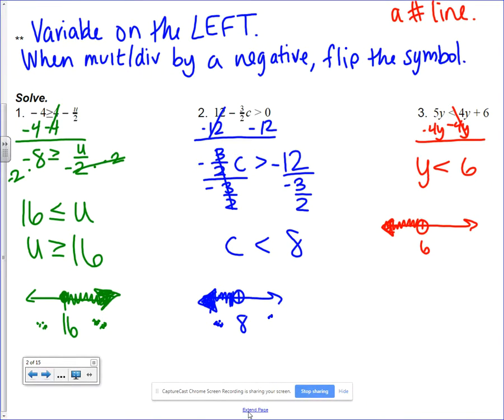3 would still be over here. 8 would not work. 7 would not work. 42 would not work. Everybody doing all right? All right, Tyler, back to you for number 4.